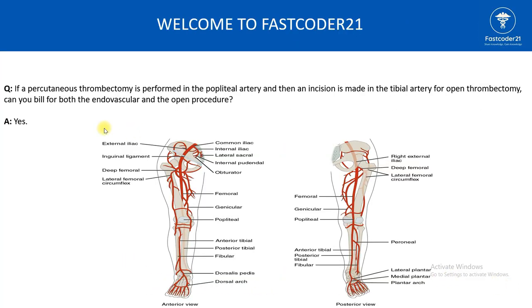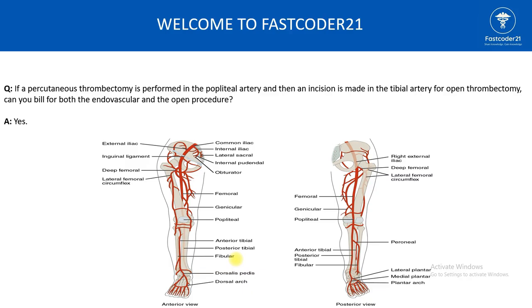Next question. If a percutaneous thrombectomy is performed in the popliteal artery, so this is the popliteal area, so femoropopliteal artery, and then an incision is made in the tibial artery for open thrombectomy, can you bill for both the endovascular and the open procedures? Basically, here in this femoral popliteal territory the physician has performed percutaneous thrombectomy. What is thrombectomy? Removal of a blood clot is called thrombectomy. Next, the physician has performed the same procedure using the open approach in the tibial artery territory.